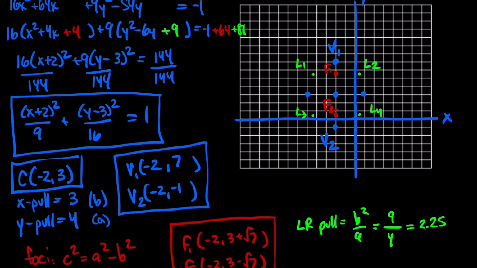My ellipse has to go through all of these points. So right now you can see it's pretty easy to make an accurate sketch. Goes through all of those.